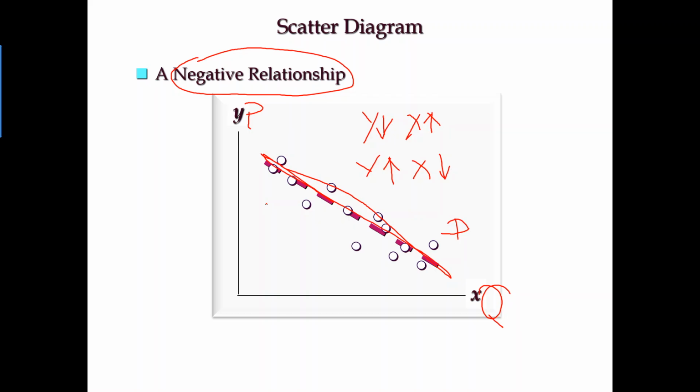And when the price goes down, it gets cheaper and more people can afford it. The quantity for sale or quantity needed will go up, right? So they're always moving the opposite direction. So this kind of relationship is called a negative relationship.